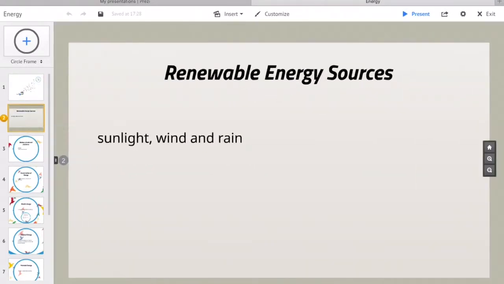All right. Renewable energy sources, that's first. Renewable energy sources occur naturally. Some examples are sunlight, wind, and rain. On the other hand, examples of non-renewable resources are fossil fuels, such as coal, petroleum, and natural gas.